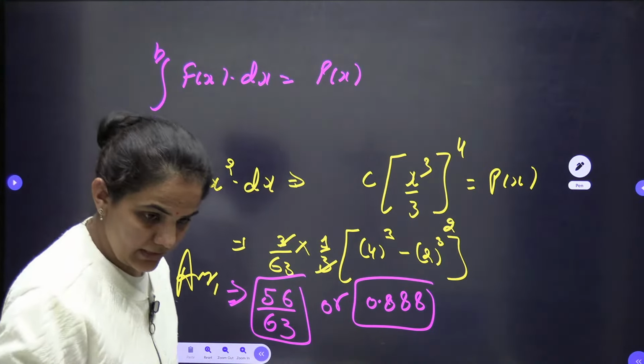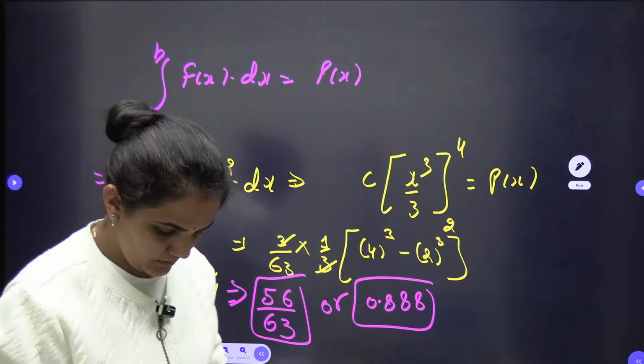Any one of them should be the answer. If the options were available, then this is 56 by 63. If options are not available and this is an NAT, then it is 0.88. So if this is the question, this type of question has also been asked in the GATE exam.